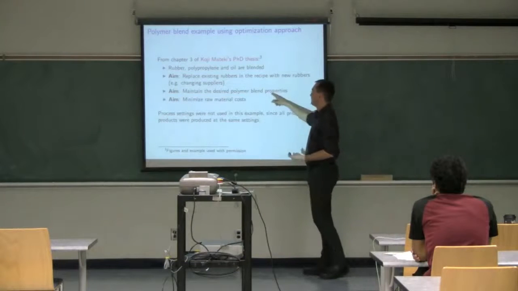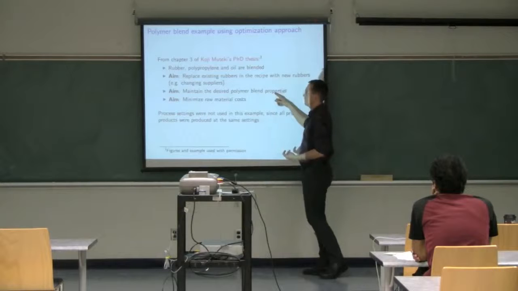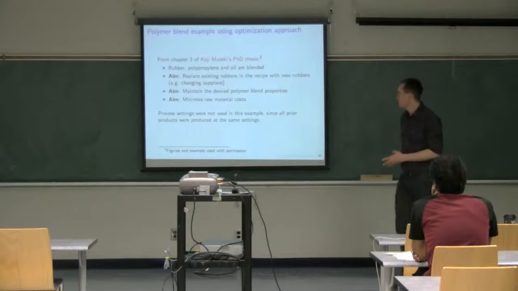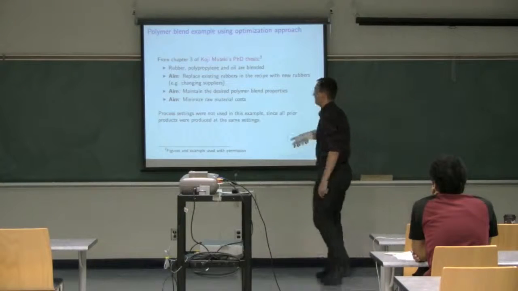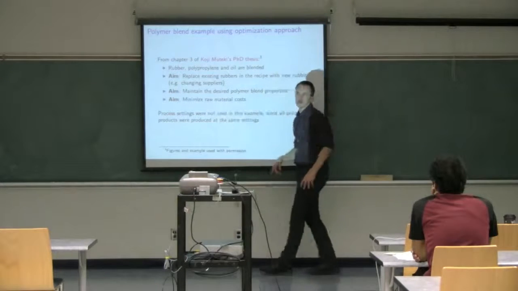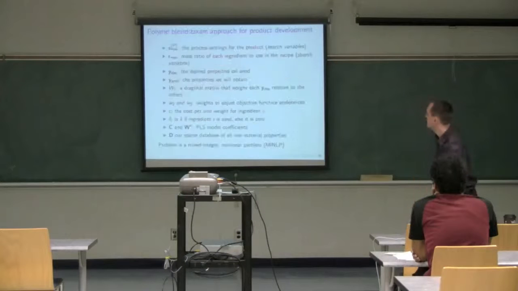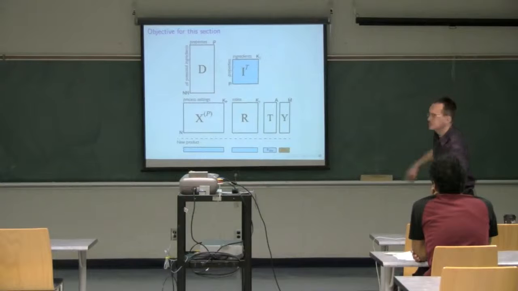They want to maintain the final properties of that polymer blend in the Y matrix, and they want to minimize the raw material costs. As I mentioned earlier, we have no process settings in this particular case study because all previous work was done at the same process conditions. So that matrix XP falls away.